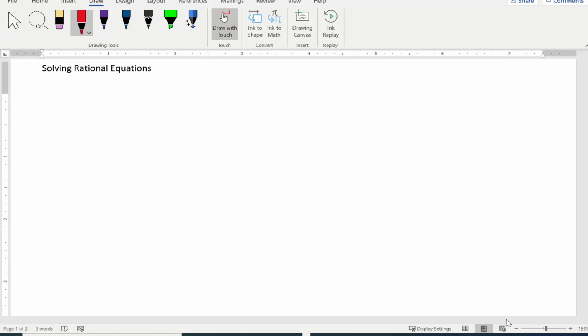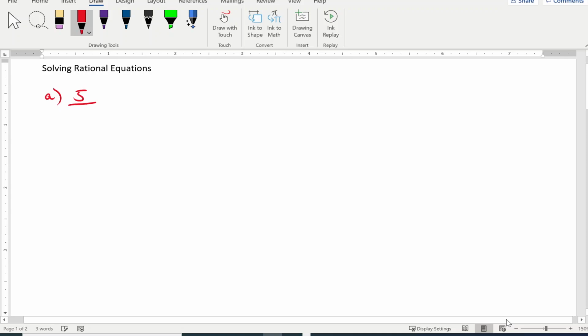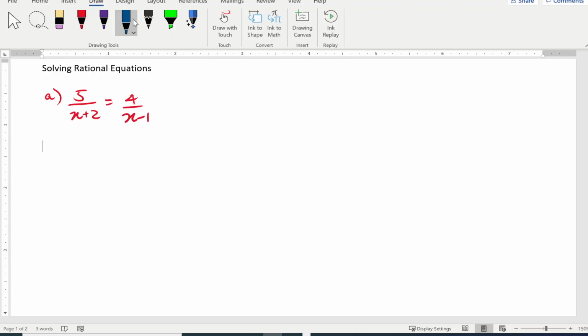Hello, in this lesson we're going to look at solving rational equations. So let's look at a first example here. Let's say 5 over x plus 2 is equal to 4 over x minus 1. Now to start this off we want to look at the restrictions.